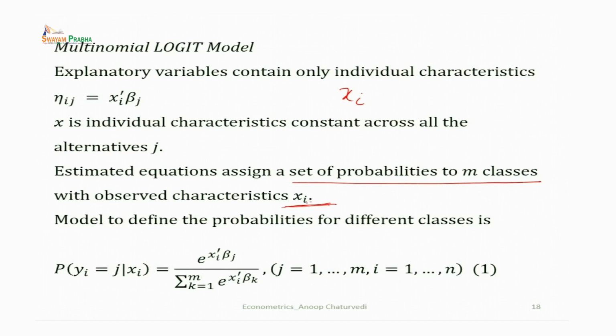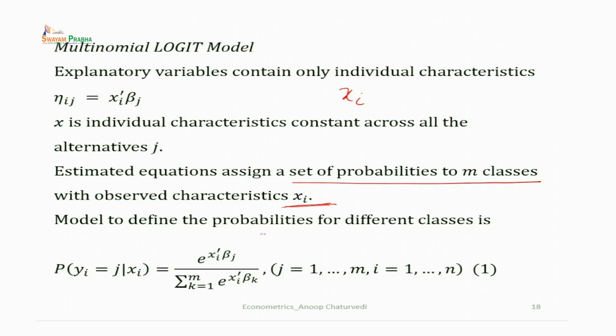And then it may be possible for you to choose the class, or the value of j, for which this probability is maximum. Remember, this is what we do in logit and probit models also. We obtain the probability that for a given value of xi, whether a person is going to buy a car or not. So, suppose xi is the income, then for given xi, we calculate the probability of whether that person will buy a car or not. And on the basis of that probability, we decide the class of that person, or we predict the class of that person. Same thing here also: the estimated equations assign a set of probabilities to all the m classes. In logit and probit models, you have just two classes for a given characteristic xi.